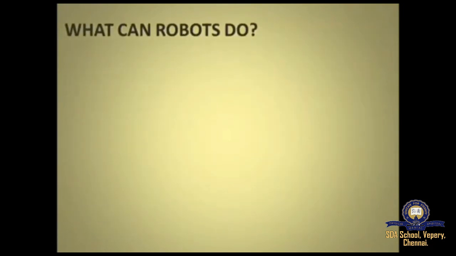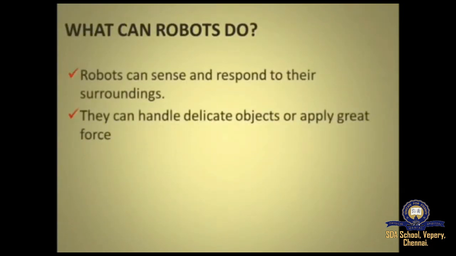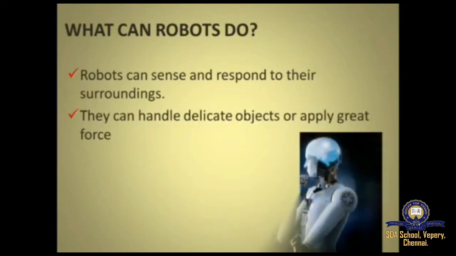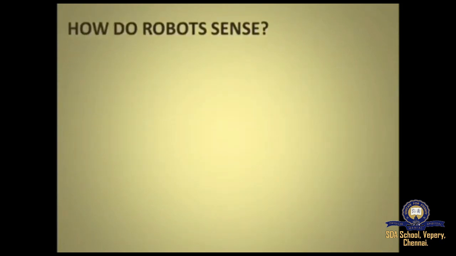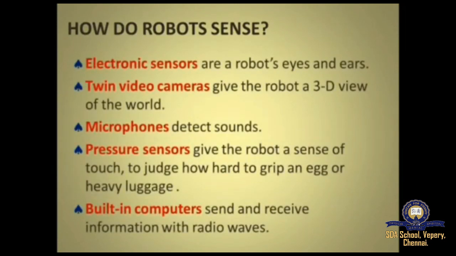And next we moved on to what robots can do. So robots can sense and respond to their surroundings, and they can even handle delicate objects or apply great force. And we saw an example. And next we moved on to how robots sense. Electronic sensors are used for robots' eyes and ears. Twin video cameras give the robot a 3D view, and microphones detect the sounds, and pressure sensors give the robot a sense of touch, and built-in computers sense and receive the information.